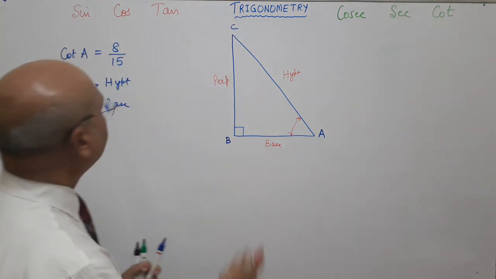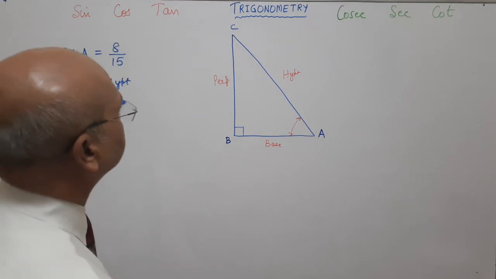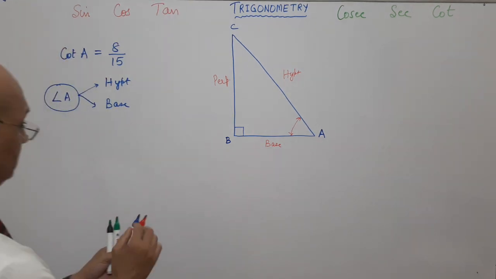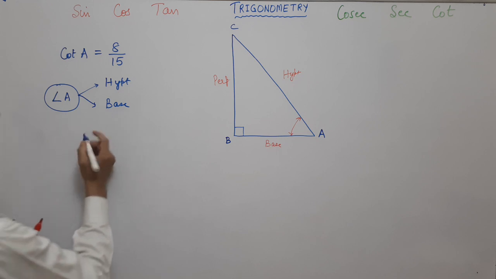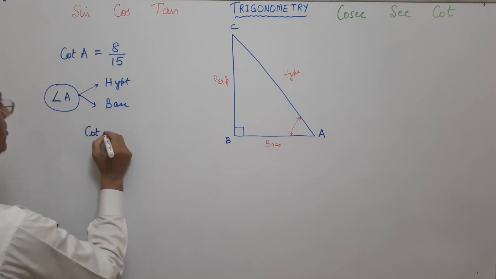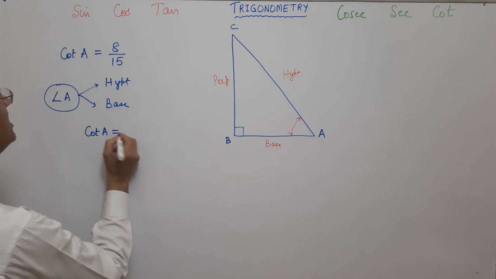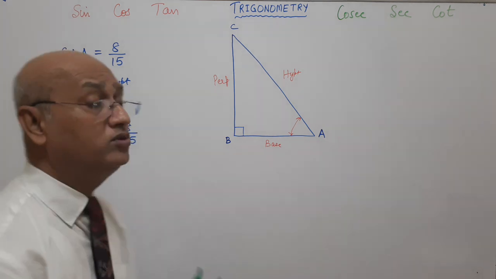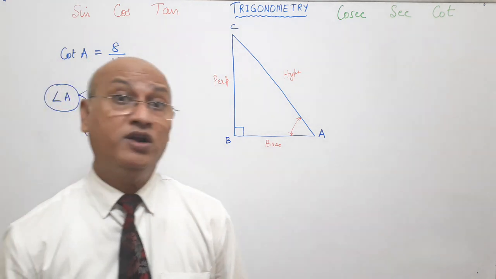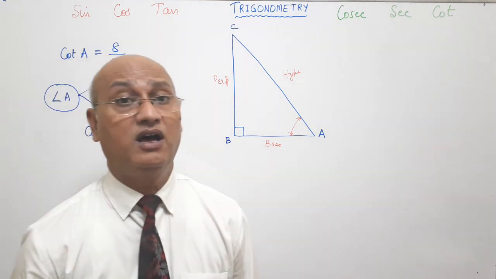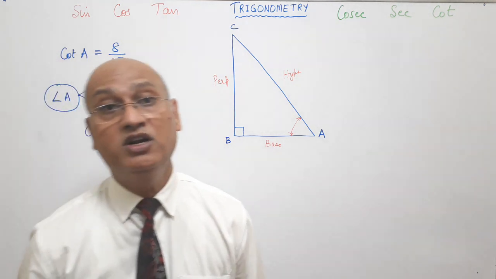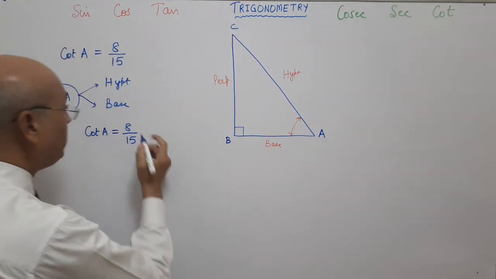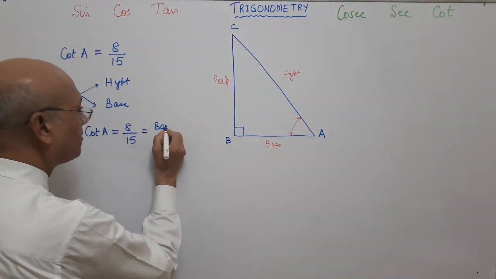Now after deciding all the sides, let's write again what is given to you. Cot A is given to you as 8 upon 15. Now you should know what the cot ratio is. It is the reverse of the tan ratio. Tan is perpendicular upon base, so the cot ratio will be base upon perpendicular.